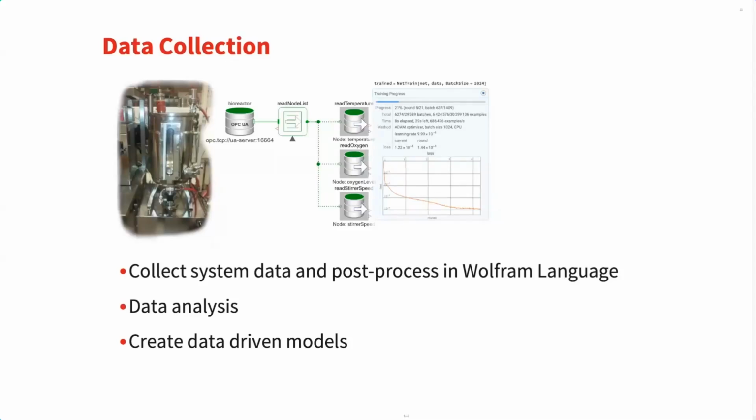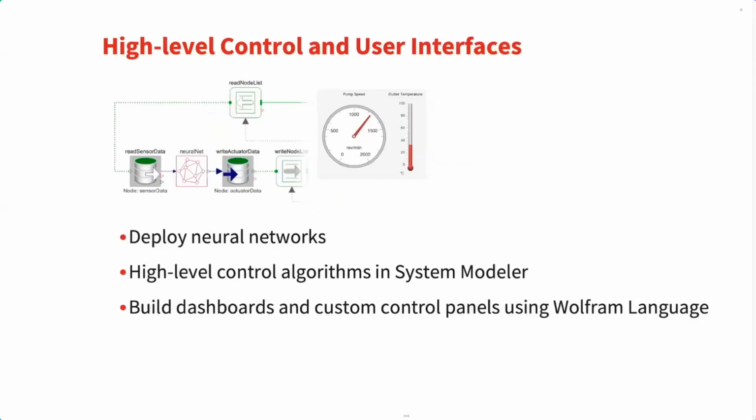We can do various kinds of data analysis or create data-driven models, for example, use the data to train a neural network. But what's the point of training a neural network unless we can put it to good use? So let's move on to high-level control and user interfaces. We can take the trained network and import it into SystemModeler. With our model running in real time and connected to the system, we can feed the sensor data into the neural network and use the output to control the system, thereby running the neural network against a real system in real time. We can also prototype and develop other high-level control algorithms and run them in real time against a real system.